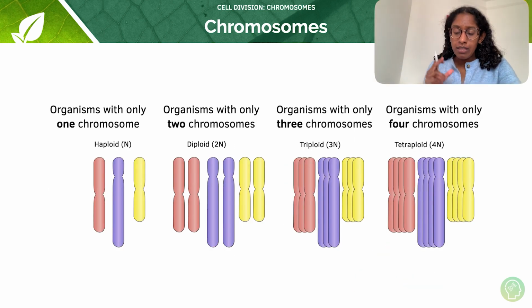Now, these are the different terminologies used. So I said that humans are diploid organisms, so we have 2 of each chromosome. Organisms with only 1 of each chromosome are haploid. Organisms with 3 sets of chromosomes are triploid, and organisms with 4 sets are tetraploid, where tetra means 4, tri means 3, di means 2, and hap is for 1.